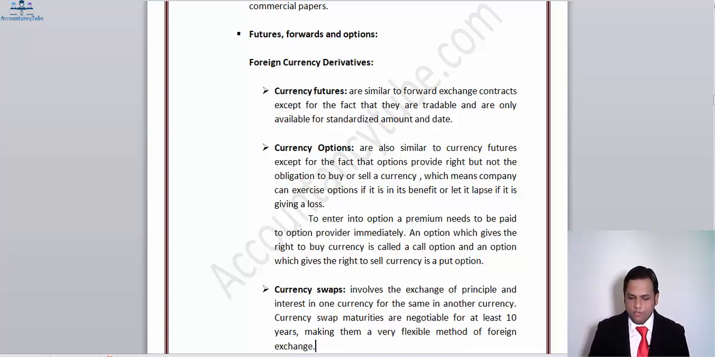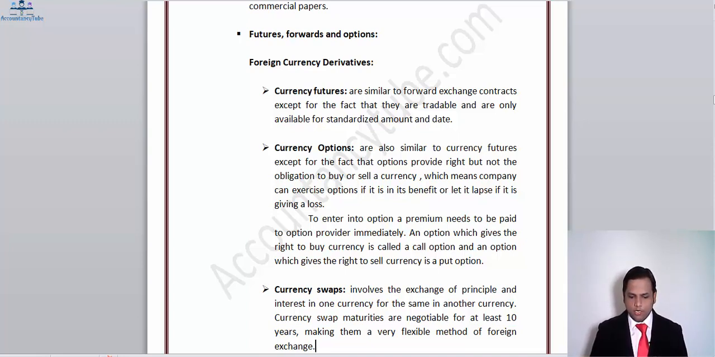There are three types of currency derivatives. First, we've got currency futures, which are similar to the forward exchange contracts, except that they are tradable in the market and you can sell and buy them if you want before being matured or before the date of completion.